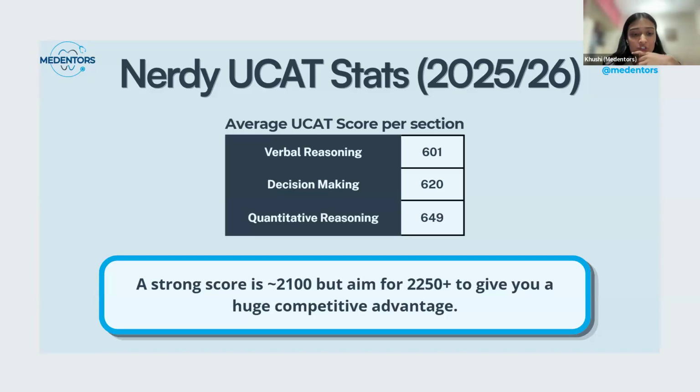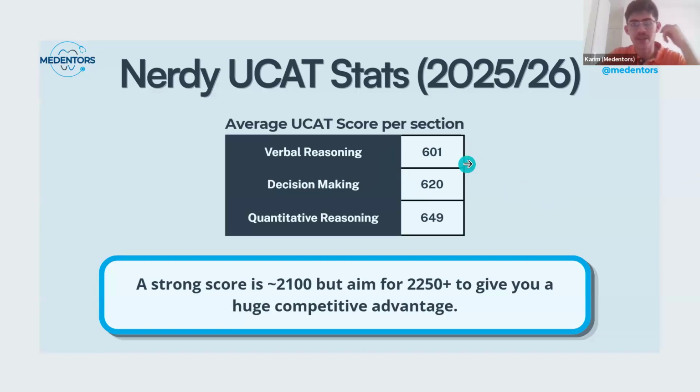Okay, and sort of the average scores. A strong score is 2,100, so that's around 700 per section. But aiming for the higher end, which is around the 750 mark per section, will put you with the top candidates and the top performances. So that's just something to bear in mind.